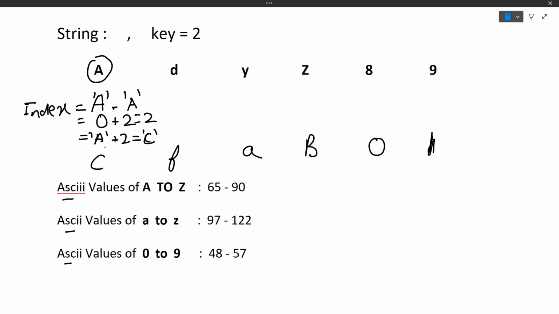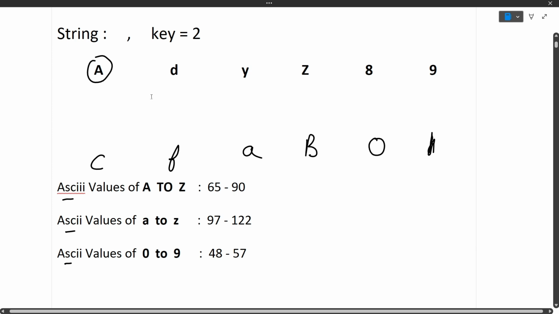So to reach this C, we need to do this entire process. First we subtracted this A from the starting of its group, whether it is uppercase, lowercase, or a digit. We did capital A minus A and reached 0. 0 plus 2, because 2 was the key, gives 2. Now we add this 2 to capital A, because earlier we subtracted capital A, to reach capital C. So this is how this C came. This was straightforward. Now let's do it with the D.